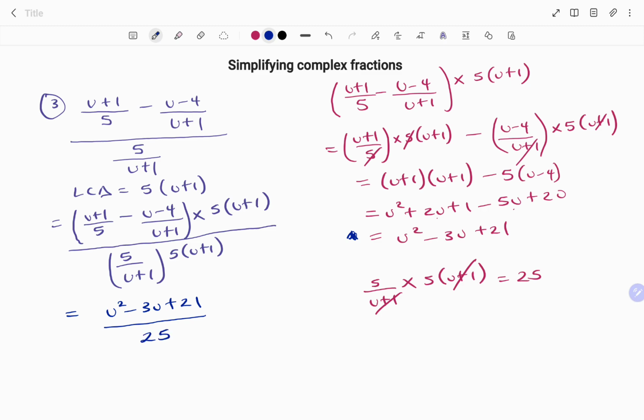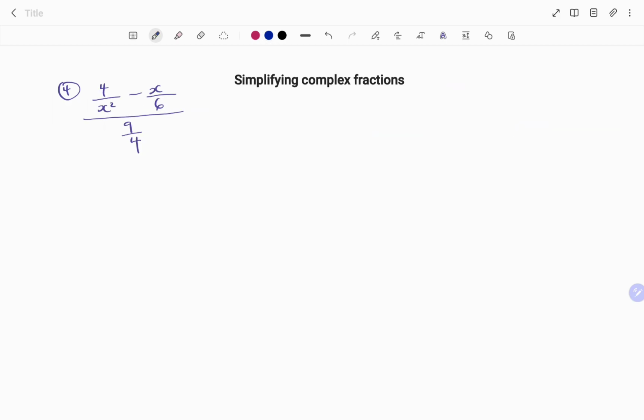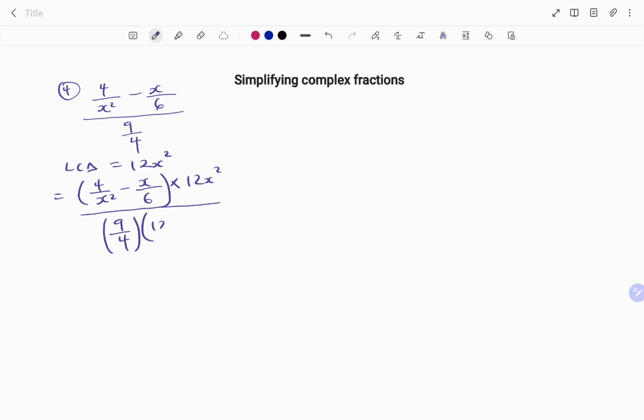Let's look at one more example. In this example, I have 4 over x squared minus x over 6, all divided by 9 over 4. My LCD, or my lowest common denominator, is 12x squared. So I'm going to be multiplying both the numerator and the denominator by my LCD. I have 4 over x squared minus x over 6 multiplied by 12x squared, and at the bottom I have 9 over 4 multiplied by 12x squared.